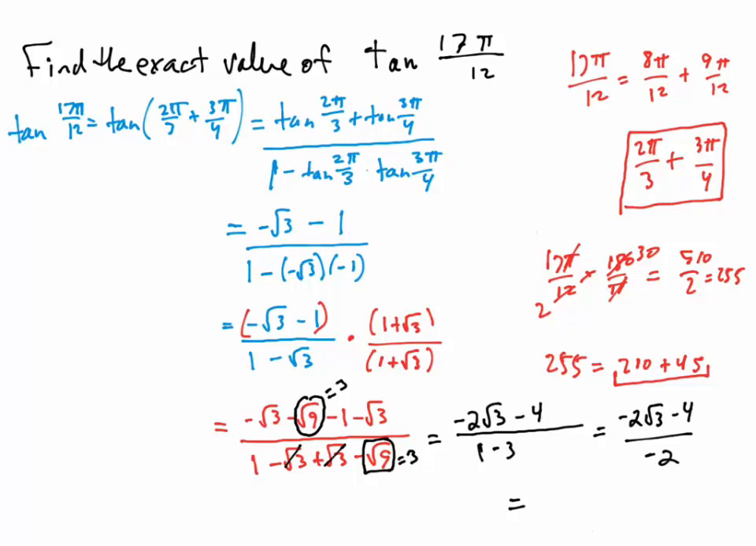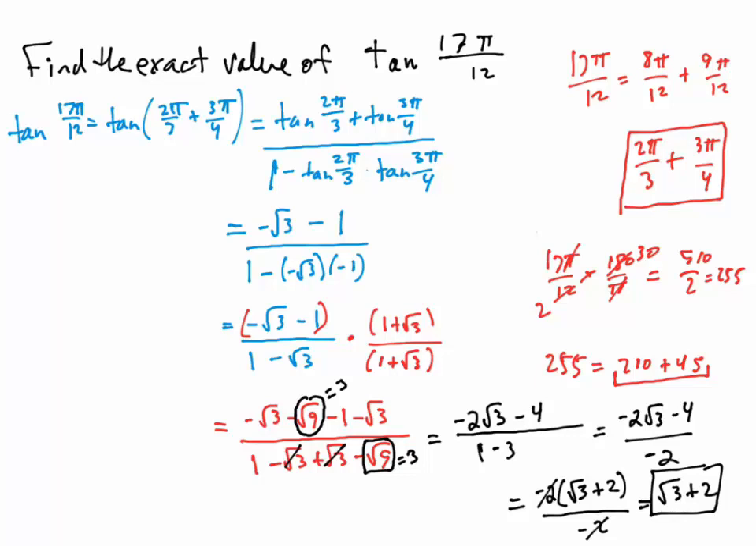So factor out a negative 2 from the numerator. We're going to get negative 2, root 3 plus 2 divided by negative 2. The negative 2's cancel, and we end up with square root 3 plus 2. So quite a bit of simplification here.